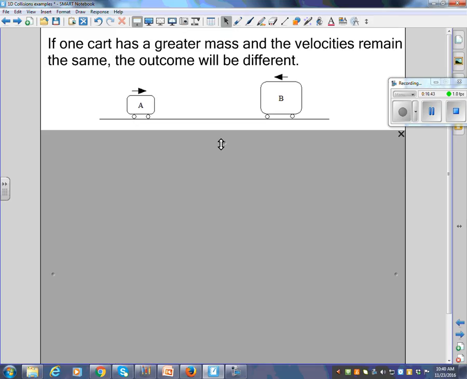Now, were those exactly the same speed? The speed wasn't quite the same though, was it? What if this one goes faster? How fast would it have to go to make it stop in the middle? Twice as fast. Let me see if I can do it. Almost like I'd practiced it.